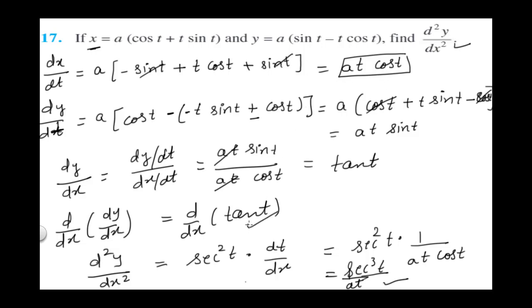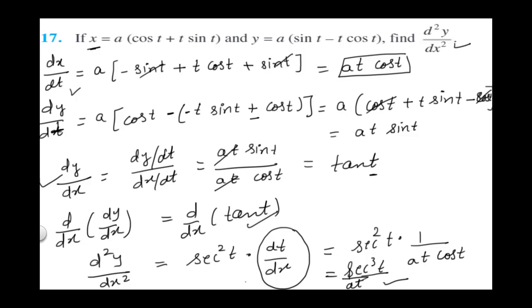Students do it for tan t and forget to do it for t again, which is to be written as dt by dx. And when you find dy by dx, now you will not differentiate with respect to t. We are going to differentiate with respect to x because we need d square y upon dx square. Also dt by dx will be calculated by just taking the reciprocal of it. Right, so this is how you're going to put the values and solve questions like this.